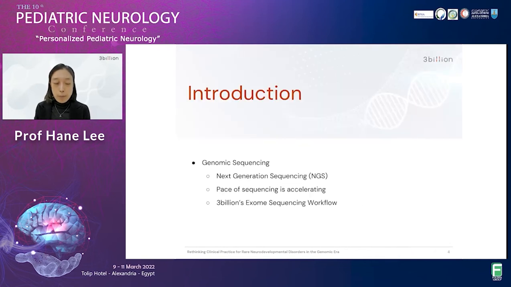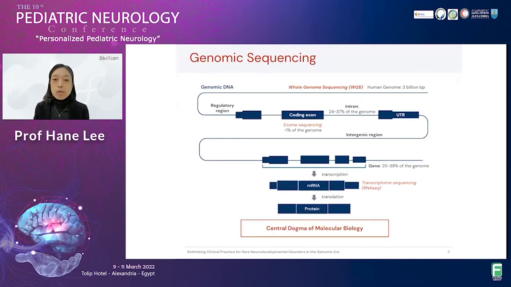First, the introduction. Just to make sure everyone's on the same page, let me briefly walk you through various terminologies. The central dogma of molecular biology is that DNA is transcribed into RNA, and RNA is translated into protein. When we say genomic sequencing, it usually means sequencing the genomic DNA, either the whole genome or a subset of the genome, such as the exome.